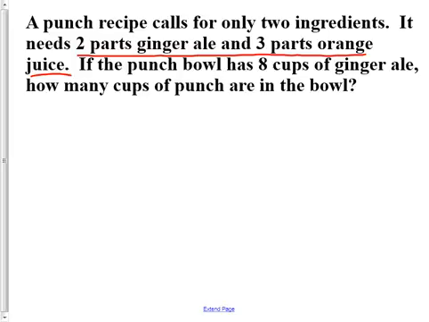Then it says if the punch bowl has 8 cups of ginger ale, so that's part of the mix, how many cups of punch? Now, the punch is not a part of our mix, that's the whole mix, because it says a punch recipe calls for only 2 ingredients. So the punch is made up of both of the ingredients, the ginger ale and the orange juice. So the punch is a whole. So we're given a part-to-part ratio, but then we're asked, if we're given one of those parts, what is the whole? So there's a couple ways we could do this.